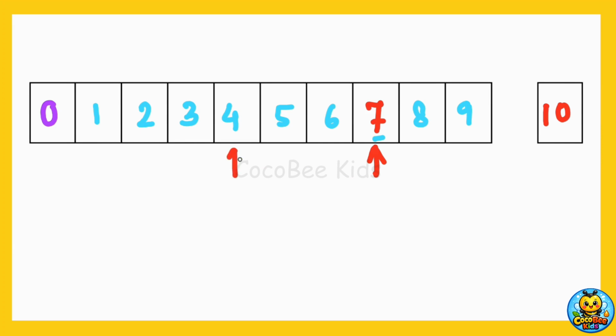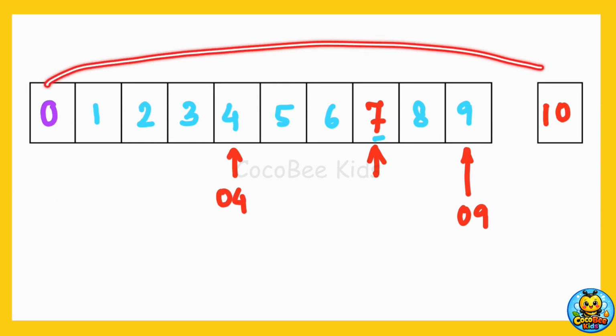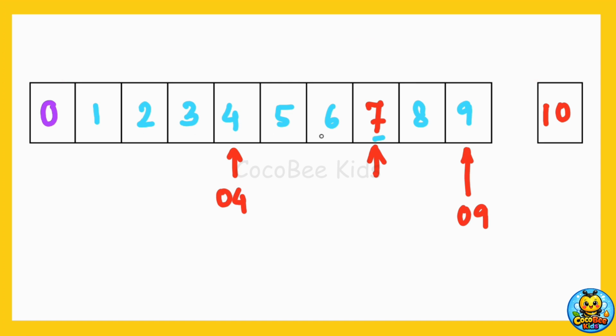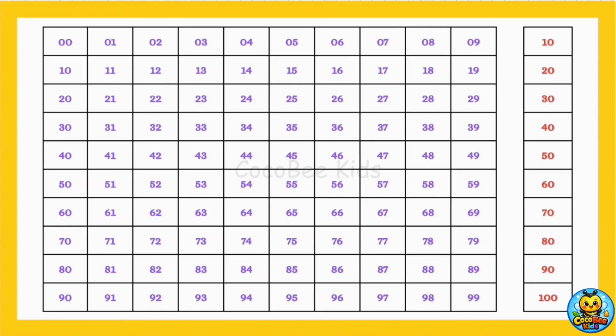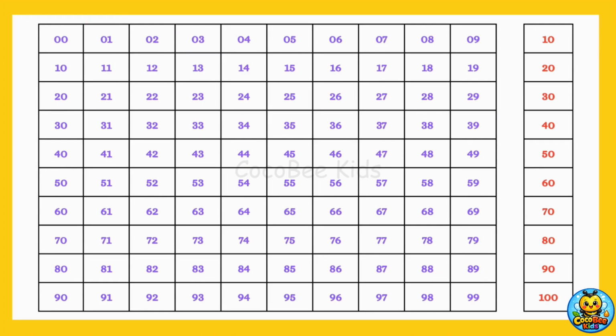So if we have the number 4, we can write it as 04. It will belong to the family of zeros, and it will lie between 0 and 10. If we have the number 9, it can be written as 09. It will belong to the family of zeros, and it will lie between 0 and 10. So all of these single digit numbers will belong to the family of 0, and they will lie between 0 and 10.